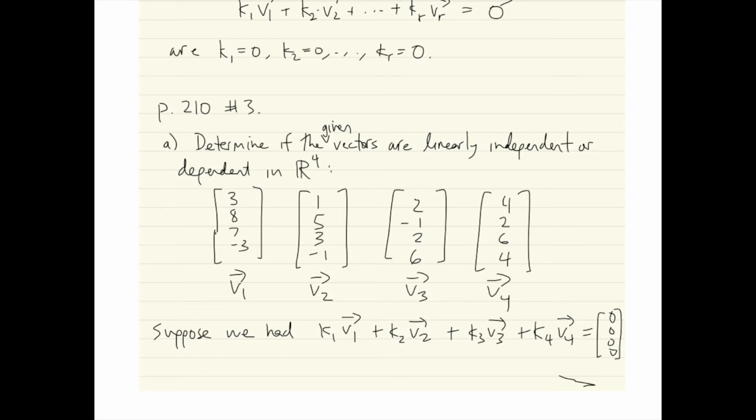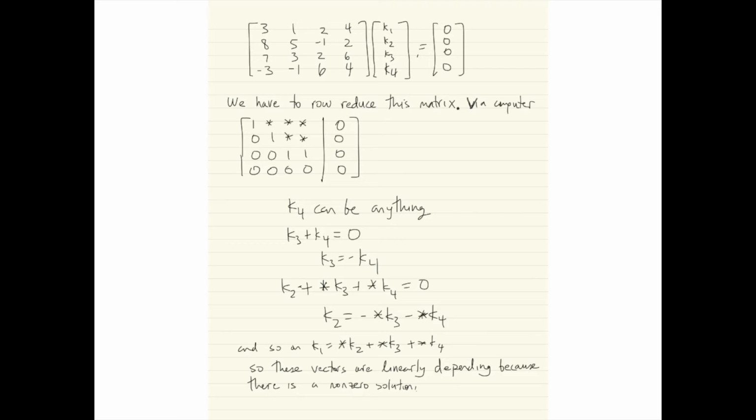This type of question is what we've been addressing throughout the course, and we cook up a matrix and row reduce it. That's what I've done on this slide. I've made a matrix whose columns were the given vectors, and then we have this column vector consisting of the coefficients, and we want the product of these two to equal the 0 column vector. We have to row reduce this matrix to get this, and what we see is that k4 can be anything, since it's a free variable.